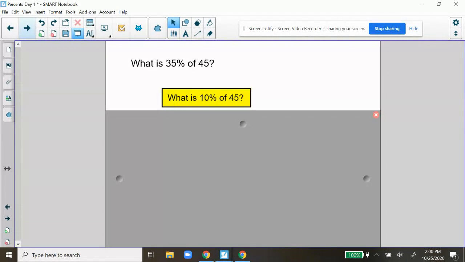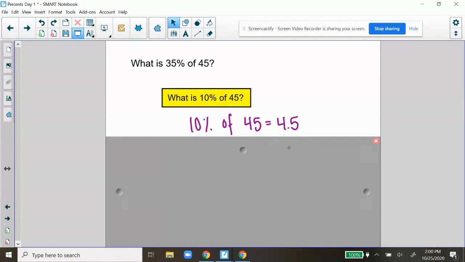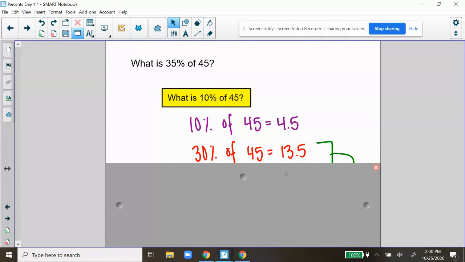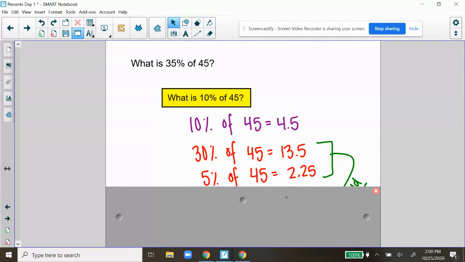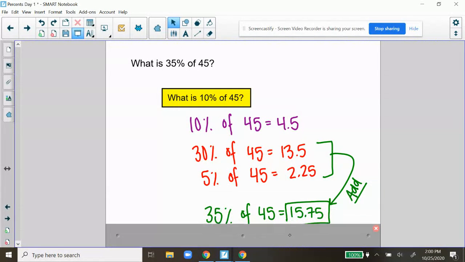All right, pause your video here and try 35% of 45. All right, so we knew 10% of 45 is 4.5. We also know 30% of 45 is 13.5. We know 5% of 45 is 2.25. So if I want to find 35%, I'm going to add those red numbers to get an answer of 15.75.